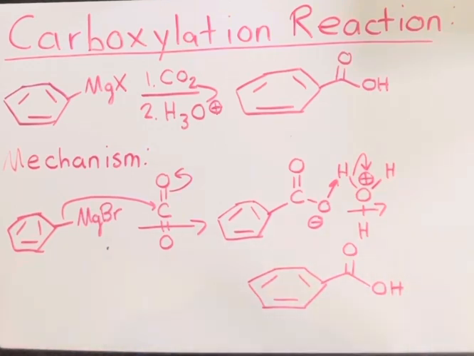So this is the complete reaction and mechanism for the carboxylation reaction. It's pretty useful, especially when you have a benzene ring that has a Grignard, and you do the reaction, you can get a functional group out of it, which is carboxylic acid, and this will be used in other reactions and help in determining where other substituents land on our ring if we do other reactions with it.